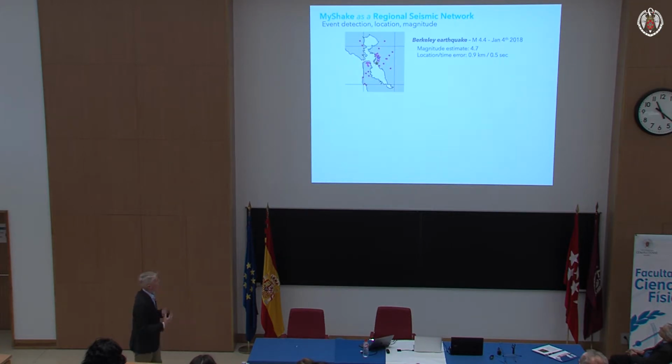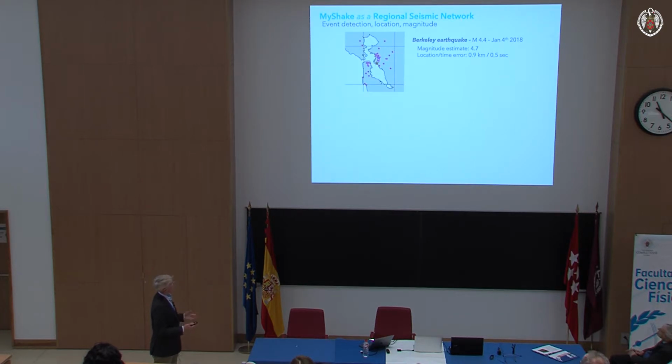And so this is sort of, I find this less exciting, frankly. We have regional seismic networks. But the point is, if we can use MyShake as a regional seismic network, we then potentially have a regional seismic network everywhere where there are people and there are earthquakes around the globe. And so to illustrate that, I'm going to just show you from earthquakes in California.